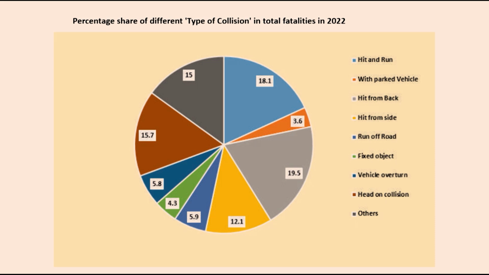Hit from the back, and the majority of the time these accidents happen closer to an intersection, or maybe if there is a big pothole, suddenly the front vehicle sees the pothole and brakes, but the subsequent vehicle does not realize. So these two make 40%, then 12.5% are hit from the side, then head on collision. Head on collisions mostly happen on undivided roads, where if you want to overtake and suddenly you realize that an opposite vehicle is also coming.